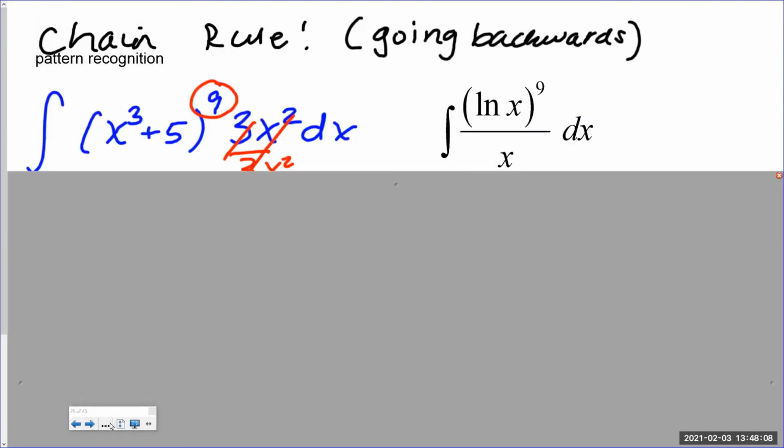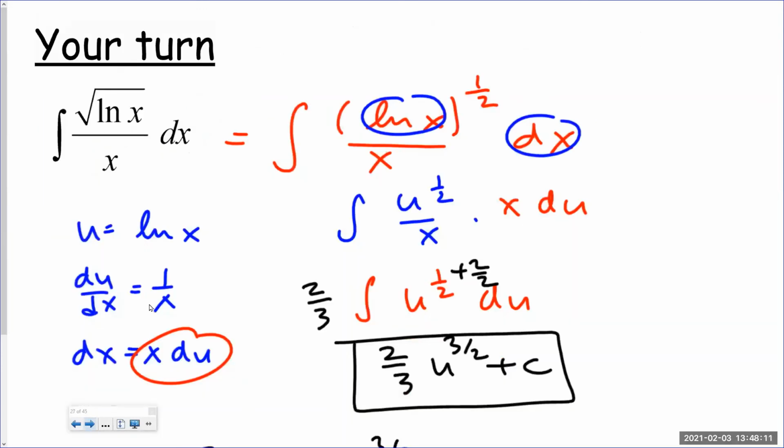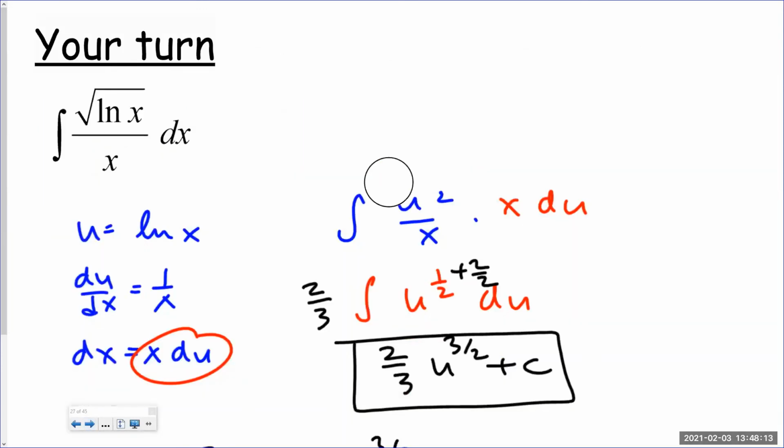All right, let's do another one. You guys can do this one. What do I do when I have a square root?